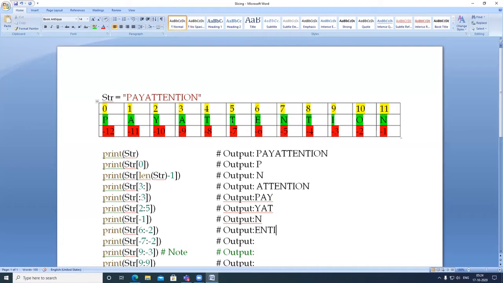Now they are giving two negative indices, which will be easy. This one goes till minus 3 and starts from minus 7. So the highlighted text is "tenti". This would be my output.